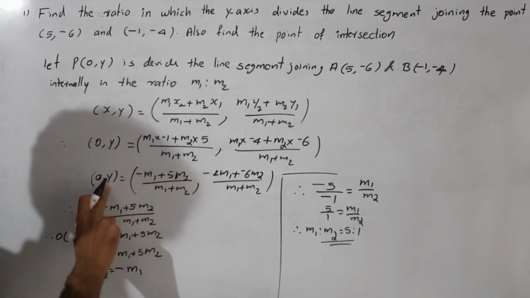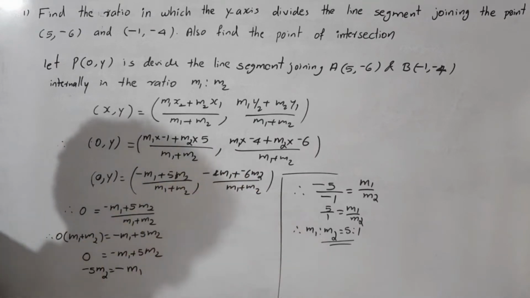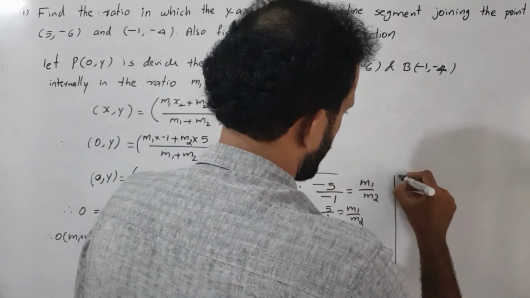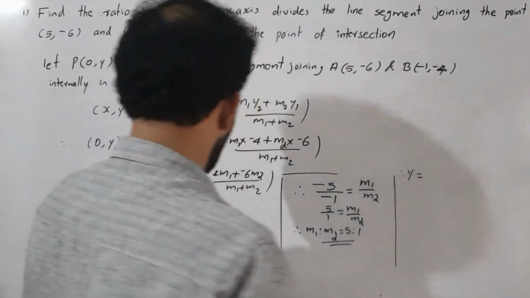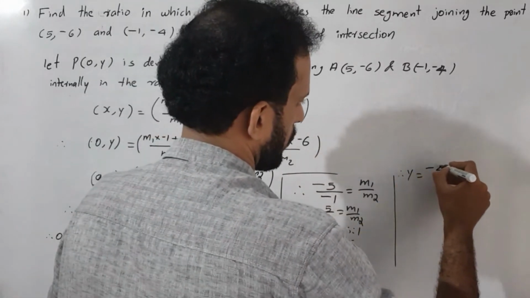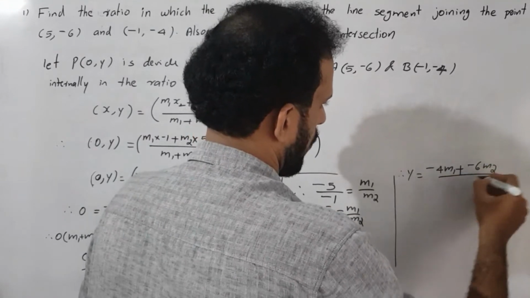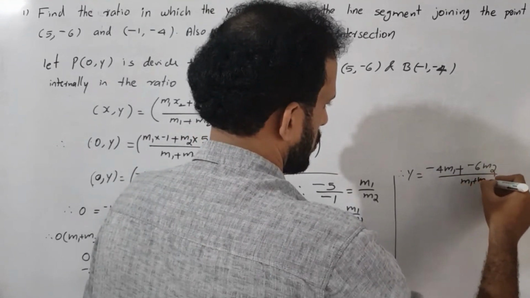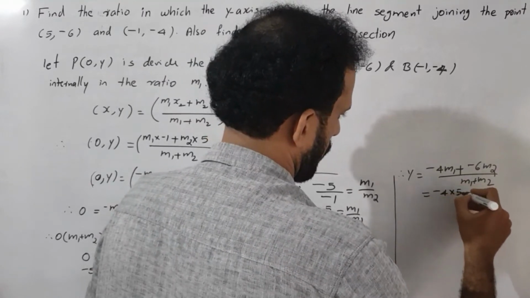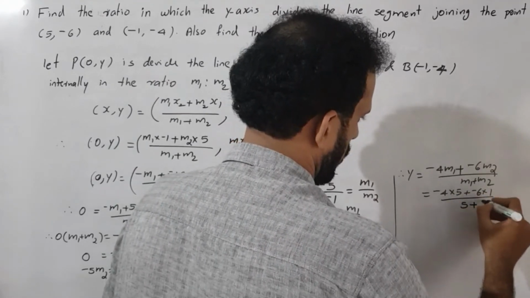So for getting the value of y, we substitute the values of m1 and m2. Okay, next we substitute. Therefore y is equal to, yes, what is the y? y is equal to (minus 4m1 minus 6m2) by (m1 plus m2). Then we substitute m1 and m2: (minus 4 into 5 plus minus 6 into 1) by (5 plus 1).